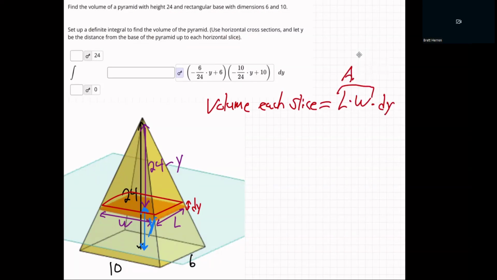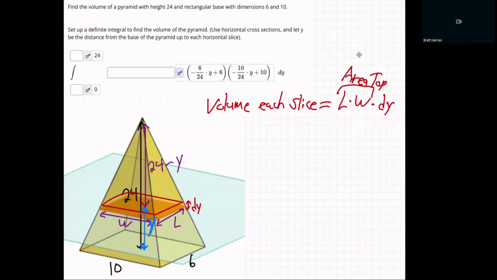Area of the top. So the area of the top is length times width, and then the thickness is dy. So that's the volume of each slice.